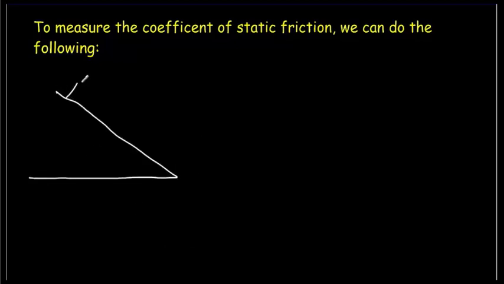So we've got a block, or whatever our object is, on an incline. And what we're going to do is increase this angle theta. We're going to do it very, very slowly. And what we want to do is measure that angle when the block first begins to slide.